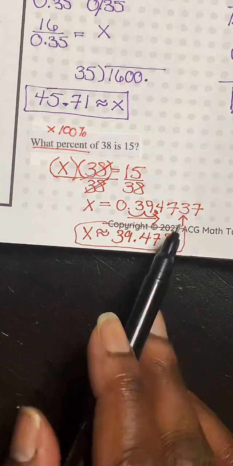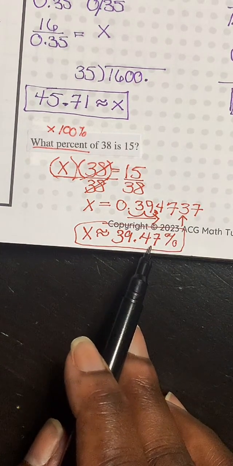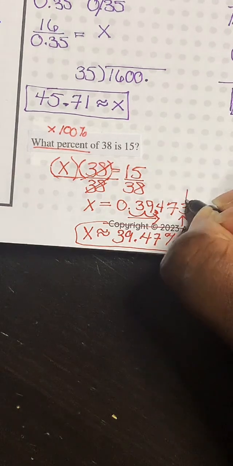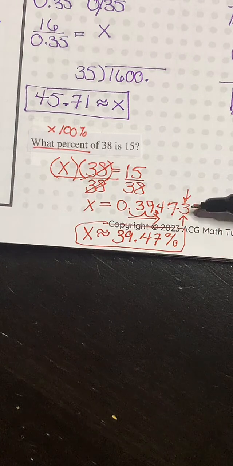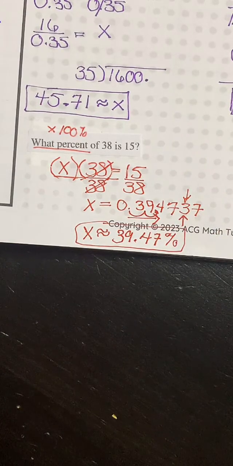Well, I want to keep it to just 2 decimal places after the point. So that means I need to look at this spot here. I need to look at the 3. So I can keep it to 2 decimal places after we moved. Okay.